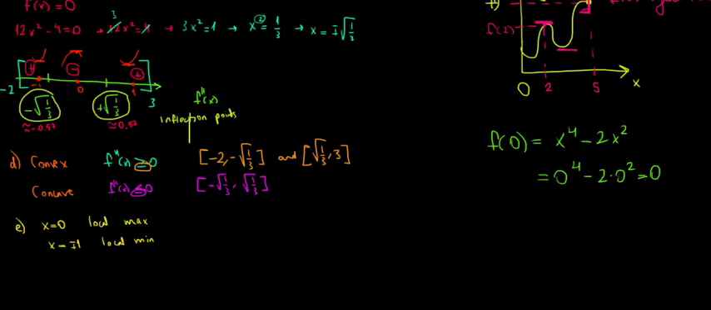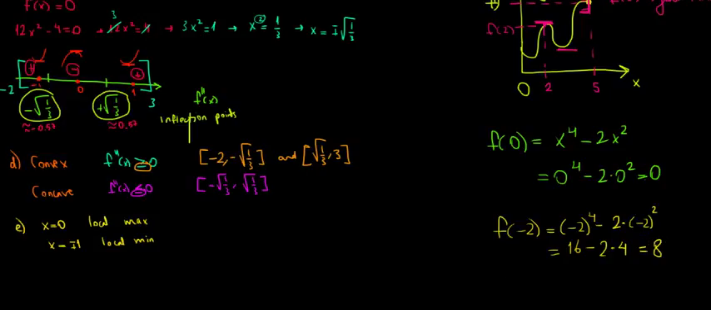What happens when we check the endpoints? So maybe at the endpoints we're going to have a global max. f of -2 is equal to (-2) to the power of 4 minus 2 times (-2) squared. (-2) to the power of 4, that's 16, minus 2 times (-2) squared, which is 4. 16 minus 2 times 4, that's just 16 minus 8, and it's equal to 8.